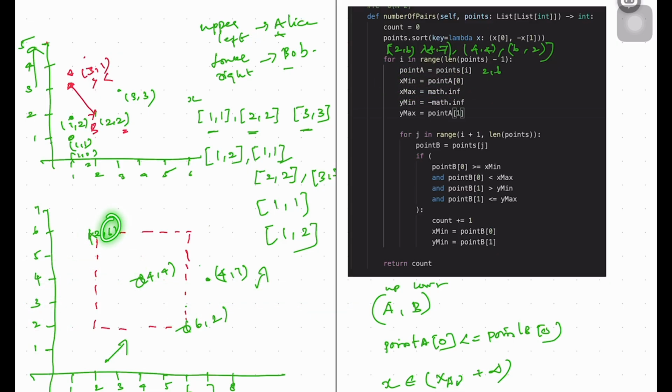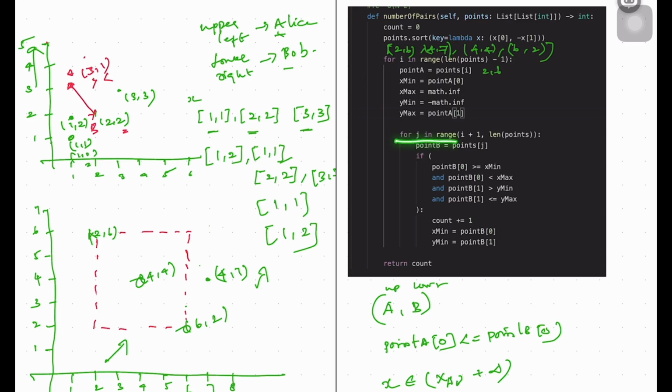For y, this should be the max. Any point on top of this we won't consider. So y max is point A of 1 and y minimum is minus infinity, since it can be anything going down. I hope you understood why we are taking these 4 variables.